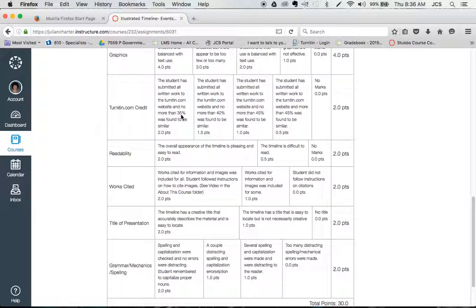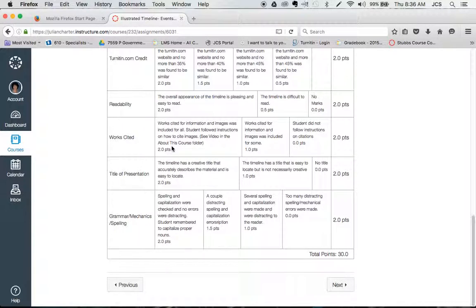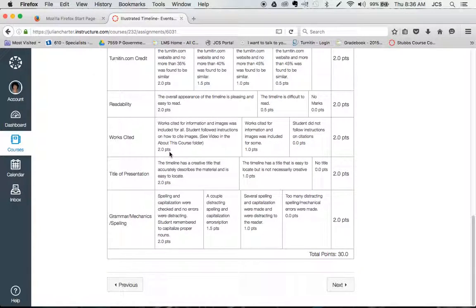Now, if you don't include the works cited in your turnitin.com report, I'm expecting no more than 20% plagiarism, or similarity. So make sure you always are looking at that. If you have more than that, then you need to redo it before you submit it to me.